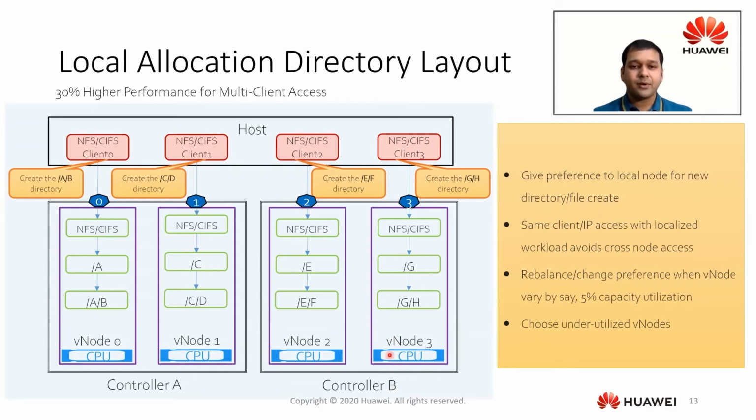But a backend process is continuously monitoring the system utilization, both in terms of capacity, that is the amount of storage available, and also the utilization of the vnode CPUs. So let's say we set a threshold of 5%: if the utilization from vnode 0 to vnode 1 differs by more than 5%, the preference is changed and this client is forced to create the new directories and files on the new vnode, that's vnode 1 here. So this allows for a good distribution and also good performance for the clients that are connecting.